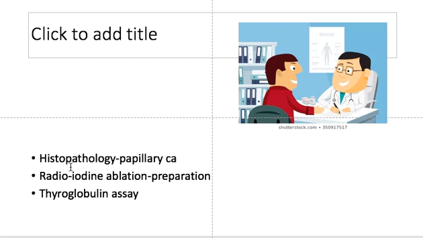Now, how to prepare for the radioiodine ablation? The principle is that the radioiodine is taken up by the thyroid cells and they get destroyed. And we know iodine uptake by thyroid cells is stimulated by TSH. So if you have a high TSH level, the uptake of the iodine by the cells will be better and the ablation will be more effective. So how can we get the TSH high?